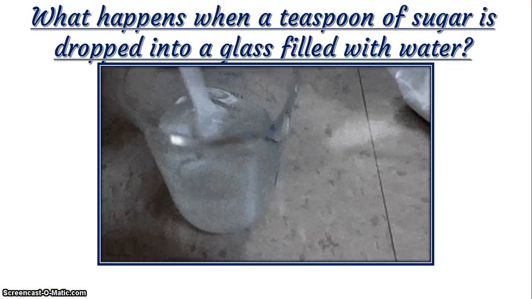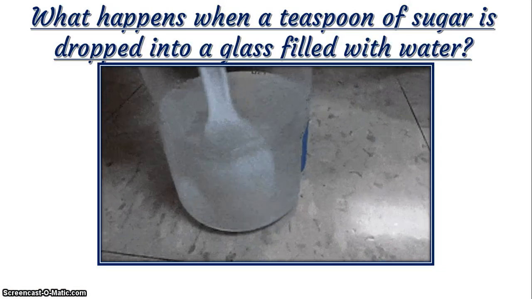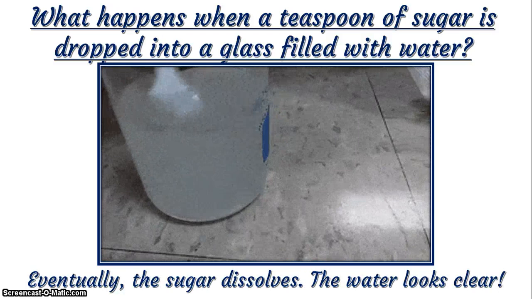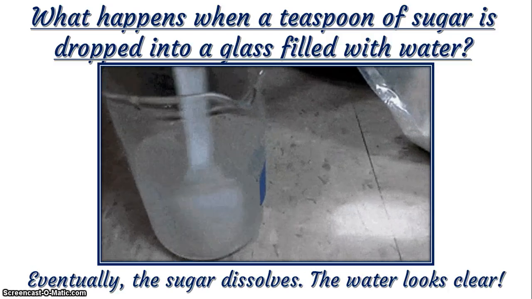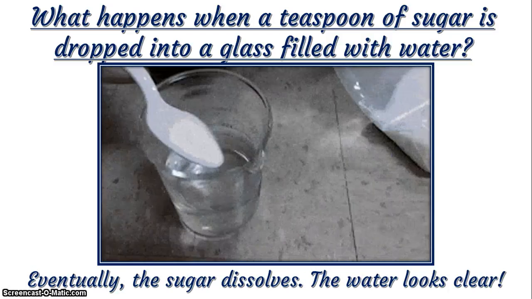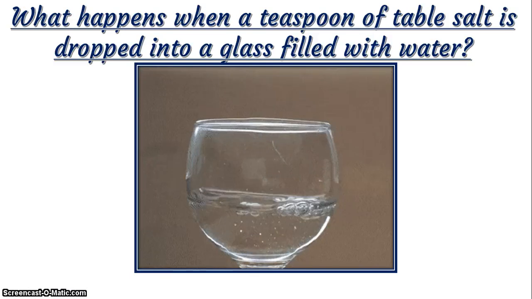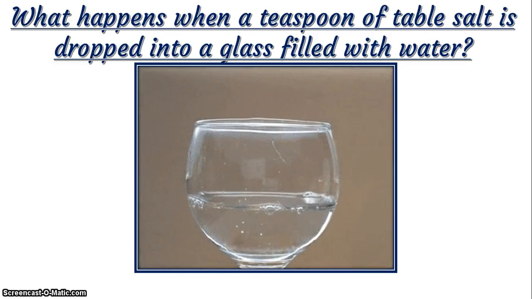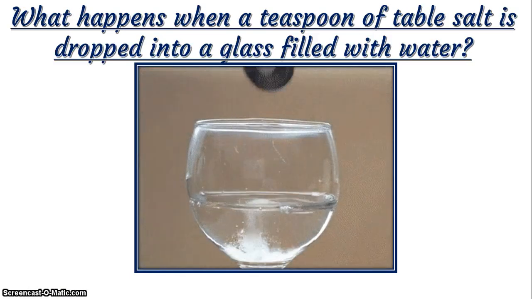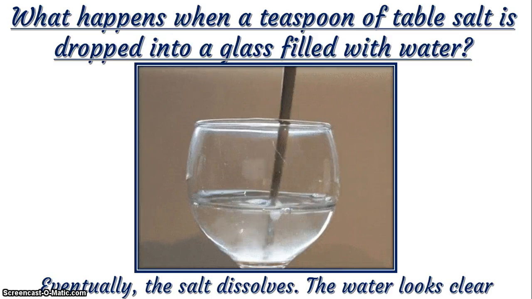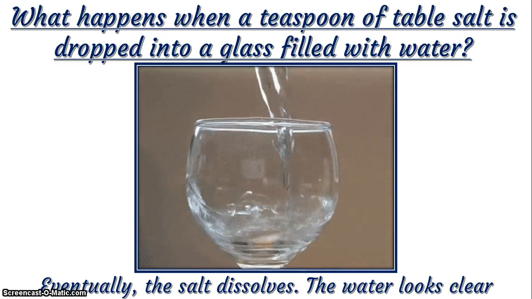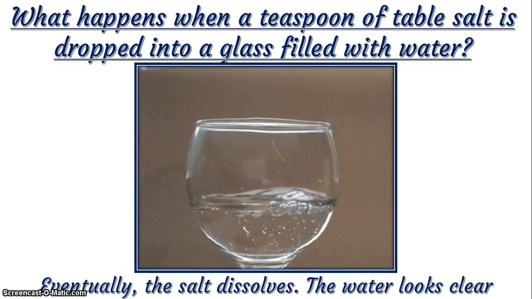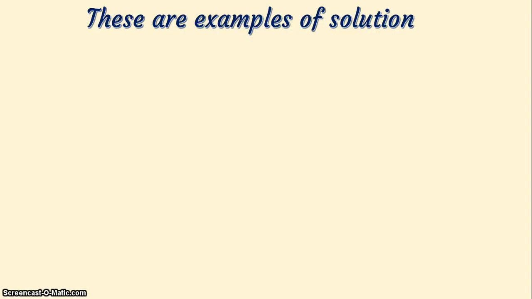What happens when a teaspoon of sugar is dropped into a glass filled with water? Eventually, the sugar dissolves and the water looks clear. How about salt dropped into a glass filled with water? Again, eventually the salt dissolves and the water looks clear. Now we are thinking. These are examples of solution.